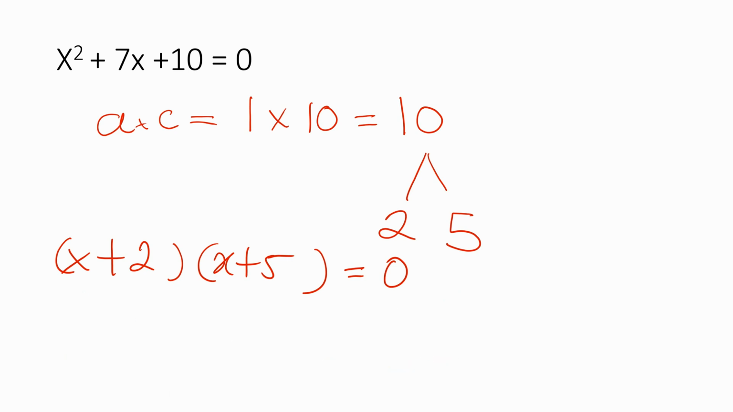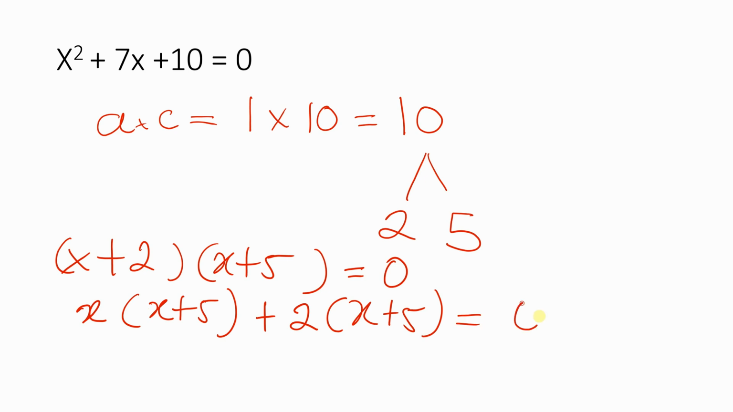After we've factorized, we can work back to see if we'll get the same answer. So right from this point, we can expand the brackets using the FOIL method and see if we'll get back to our original position. So using the FOIL method, we could do x multiplies x plus 5, and then plus 2 also multiplies x plus 5, all set to 0.